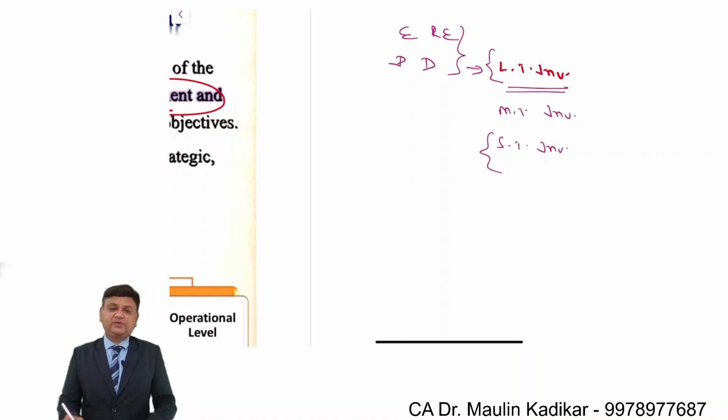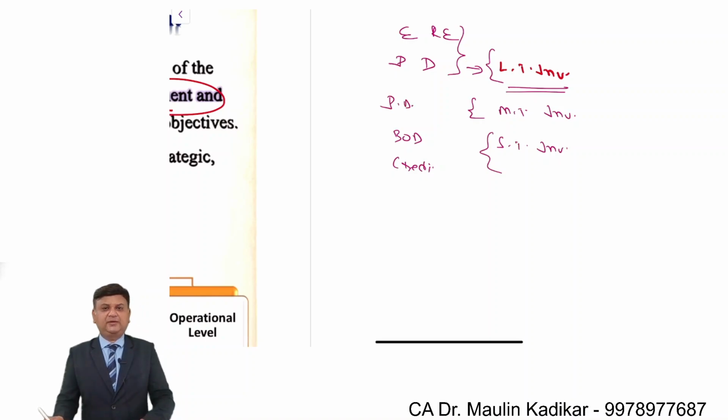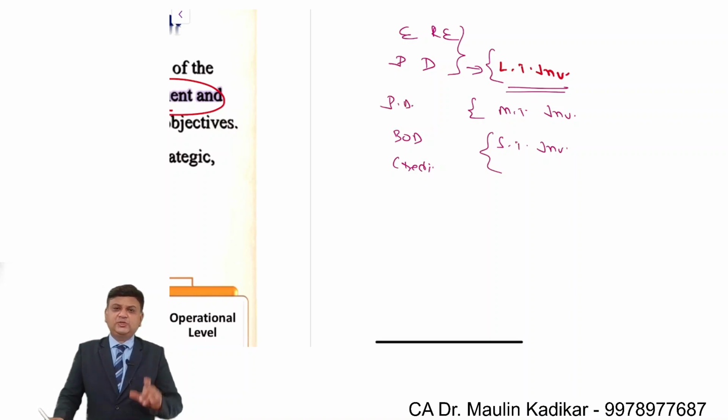As far as short-term investments are concerned, you may rely on a bank overdraft, or you may go for creditors. Like that, you can go for short-term sources, and for medium term you may go for public deposits or something like that. This is what we understand as a moderate financing policy.